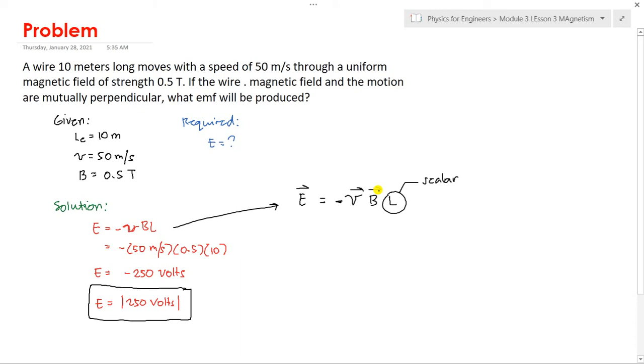Okay? In our example here, it is simple, since it does not talk of two or more conductors or their orientation. So it is simply E is equal to negative VBL. Anyways, this is just a fundamental application. We have no class yet.